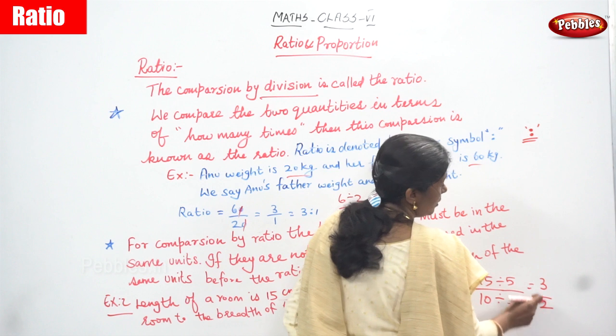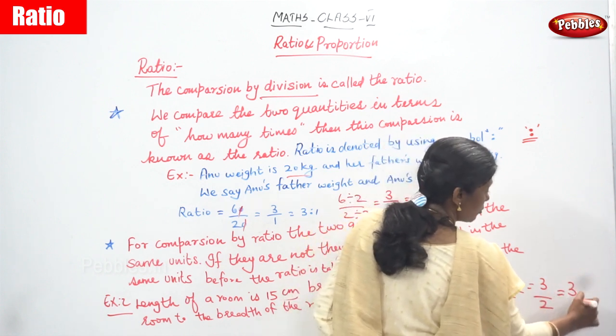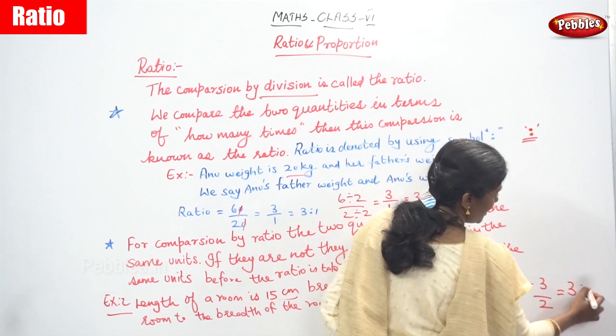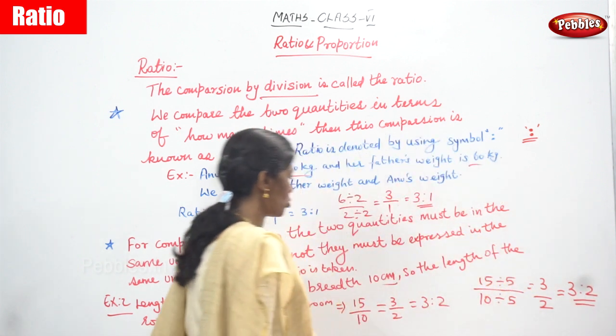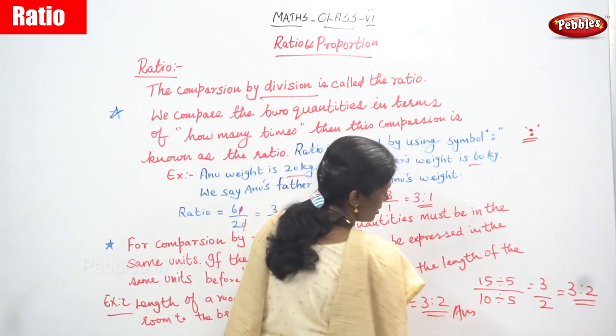This comparison by division is called the ratio. Now we are going to write it in ratio form, 3 is to 2. This is the ratio form. So the answer is 3 is to 2. I think you now understand the basic concept of ratios.